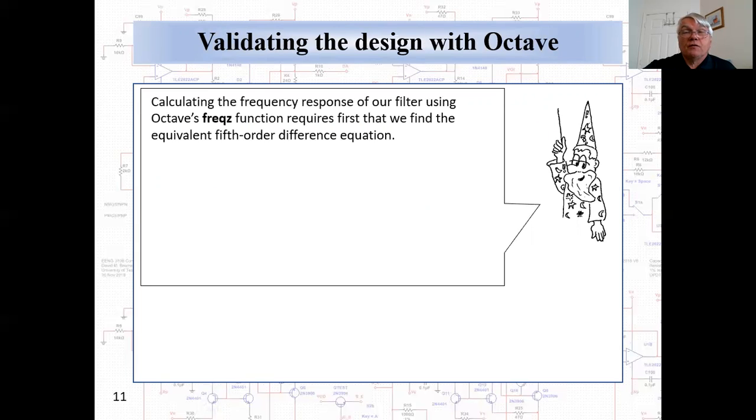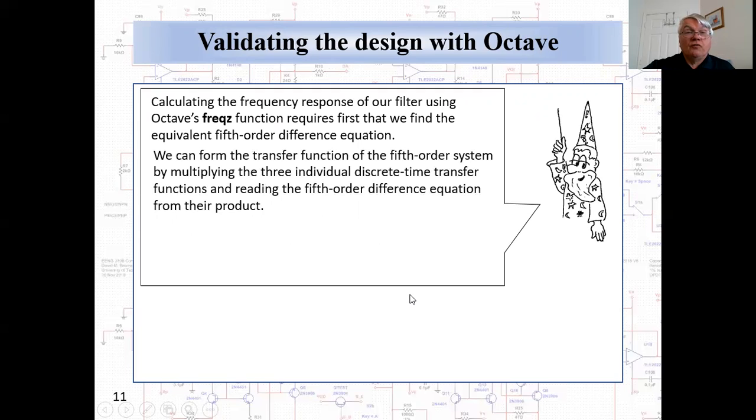Calculating the frequency response of our filter can be done using Octave's FREQZ function. It calculates the frequency response of a discrete time system. It requires first that we find the equivalent fifth order difference equation. We can form the transfer function of the fifth order system by multiplying the three individual discrete time transfer functions and then reading the fifth order difference equation from their product. Octave can do this for us using its CONV or convolution function.